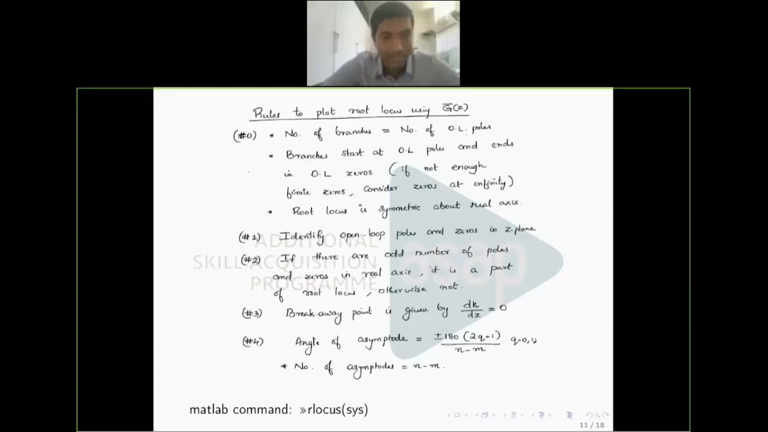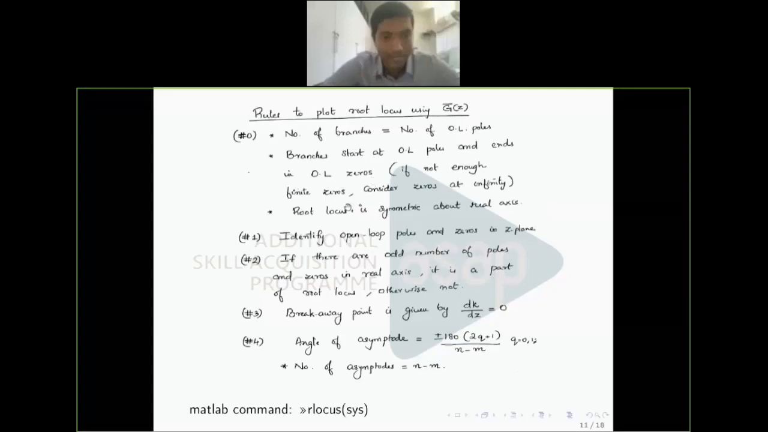And another thing is branches start at open loop poles and end in open loop zeros. This we haven't seen in the previous plot, but you may know this from previous root locus knowledge. If there are not enough finite zeros, consider zeros at infinity. So in the case that we have considered, there are two poles and there are no open loop zeros. So we consider that there are two zeros at infinity, and that's why those two branches are going to infinity.